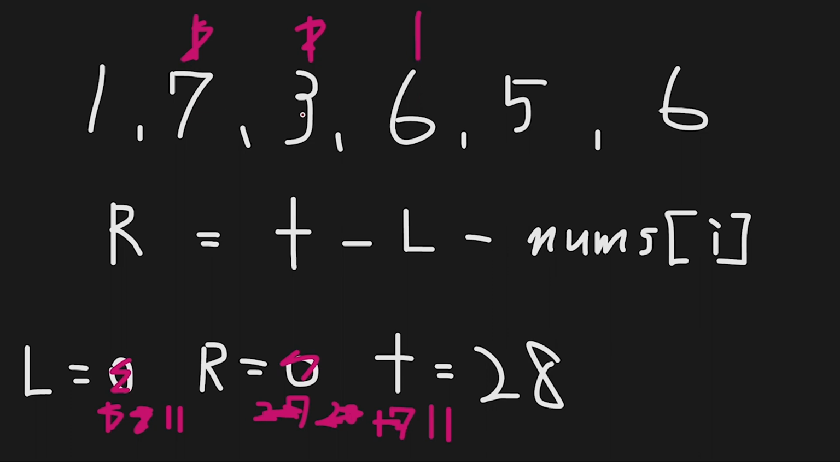So let's check. On the left side, the total of the numbers is 1 plus 7, 8, and 3, 11. On the right side, the total is 5 plus 6, 11. So yeah, looks good. So that's why we should return index 0, 1, 2, 3. That is the basic idea to solve this question. With that being said, let's get into the code.